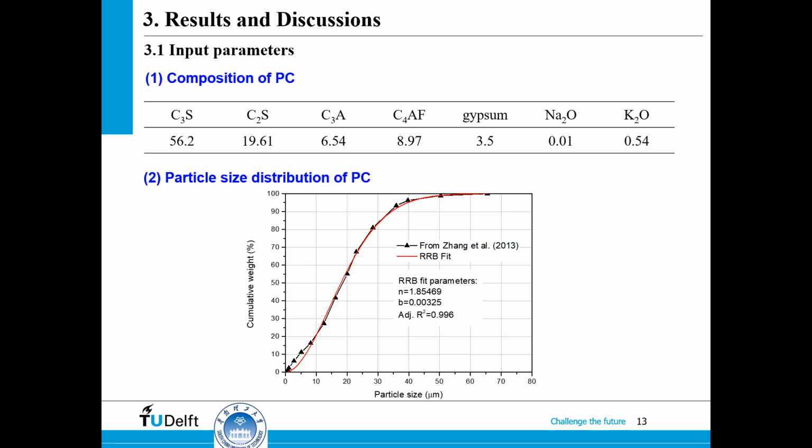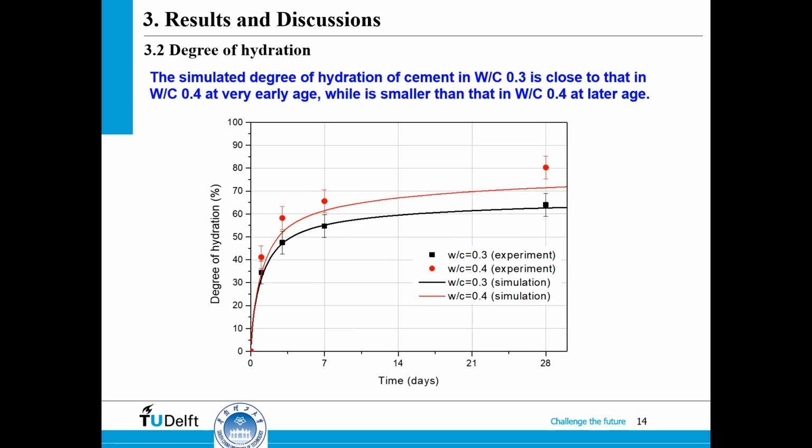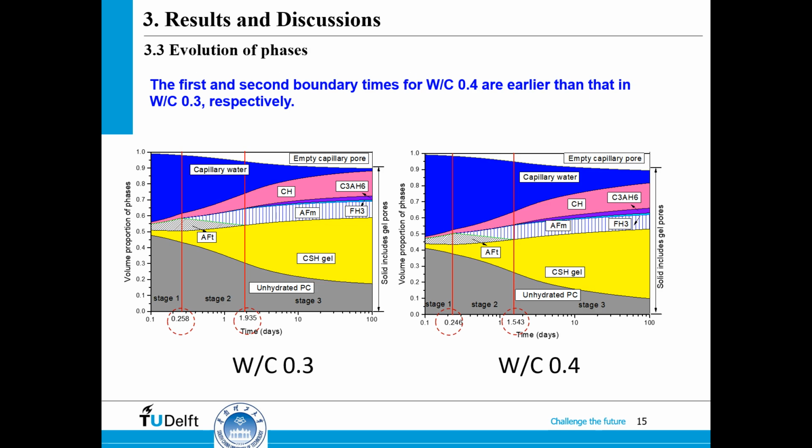Here are the results and the discussions. You have these input parameters, the particle size distribution, and then we simulate the hydration of cement in a cement paste with different water-to-binder ratios, 0.3 and 0.4. And then we have this volume evolution of phases. As you can see, the red line means the boundary times. Before the first boundary time, the amount of AFt is increased. After the first boundary time, the amount of AFt is consumed.